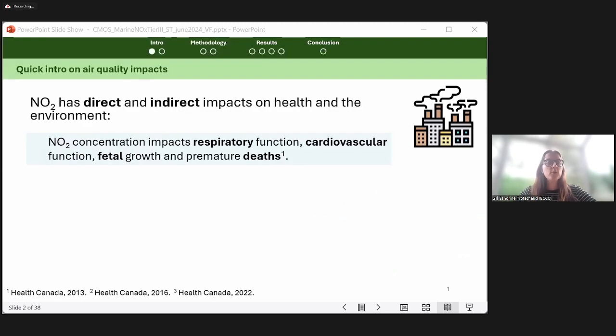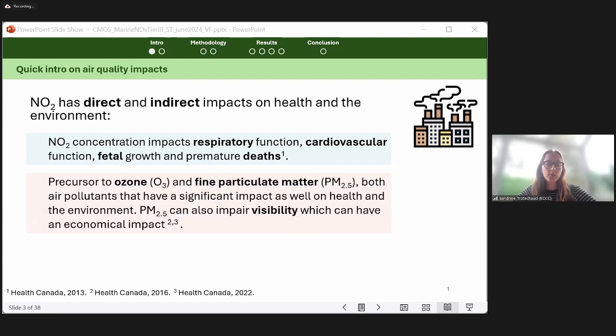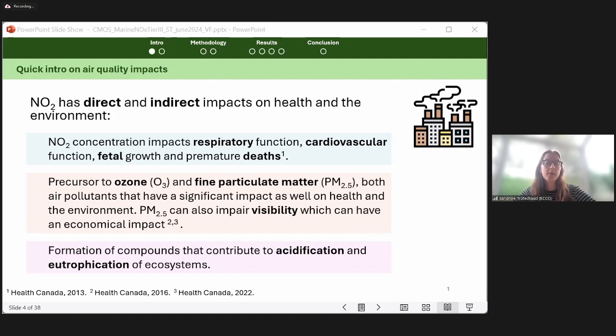Before starting, I just want to give a quick introduction on the impact of air quality and air pollutants. For instance, NO2 has direct and indirect impacts on health and the environment. NO2 can have an impact on respiratory function, cardiovascular function, fetal growth, and premature deaths as well. NO2 is a precursor to ozone as a secondary pollutant, but also to fine particulate matter. These two pollutants also have significant impact on health and the environment. PM2.5 can also impair visibility, which can have an economic impact. And NO2 can also take part in the formation of compounds that can contribute to the acidification and the eutrophication of ecosystems.